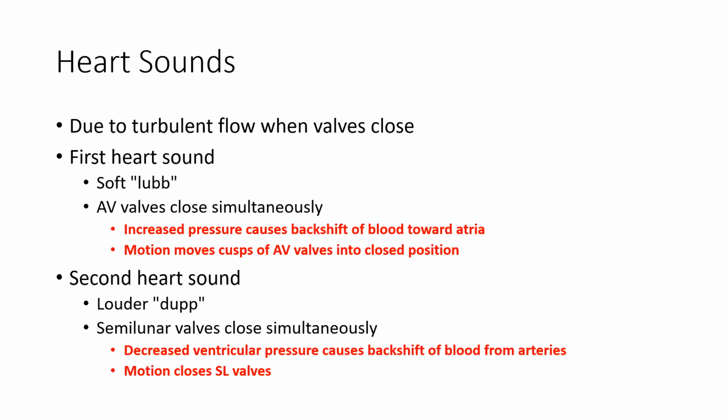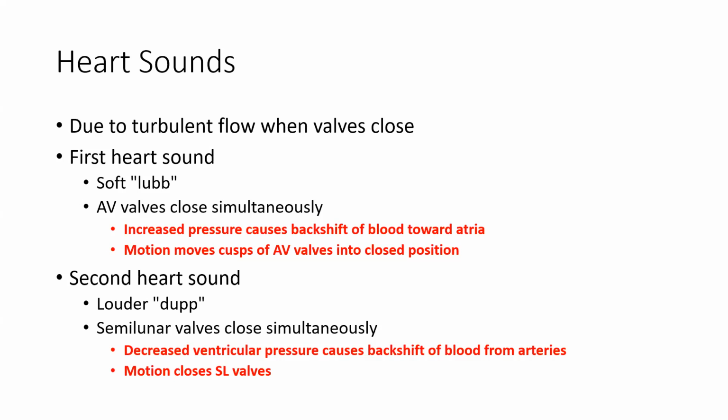And so the first heart sound is a soft lub, that is the closure of the AV valves, both of them closing simultaneously. This is that increase in pressure backflowing towards the atria as the AV valve closes, right? So against the back of that closing valve, the turbulence of the blood trying to squeeze past. Then the second heart sound is a louder dup that's created by the closure of the semilunar valves and the blood that's hitting from the ventricle, moving into the arteries and hitting the back of that closing semilunar valve, okay?